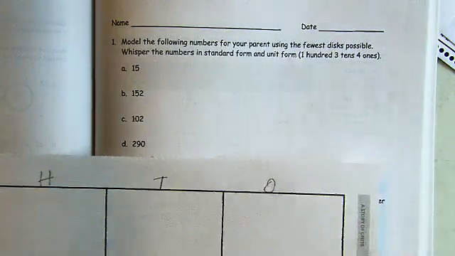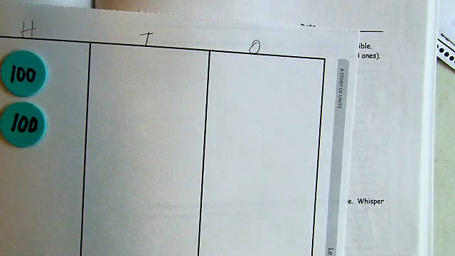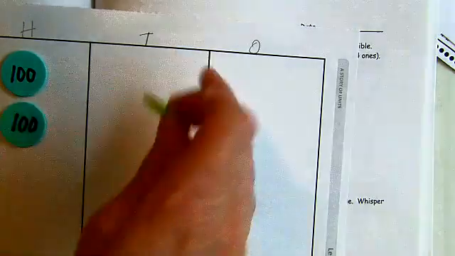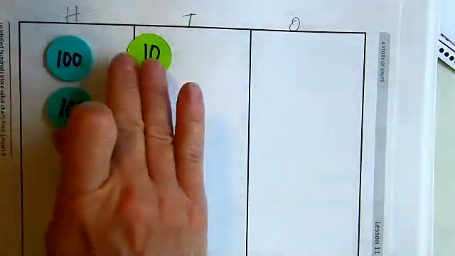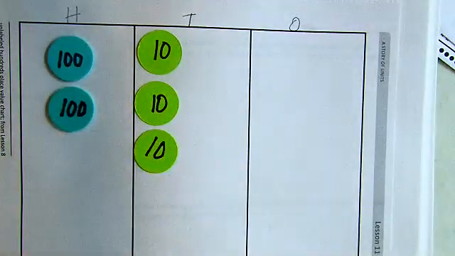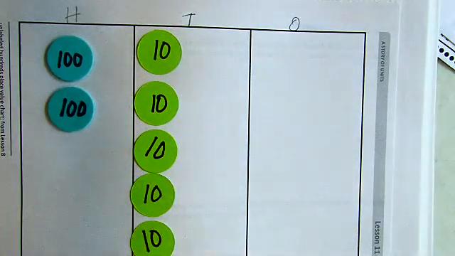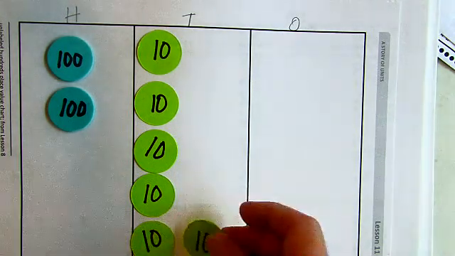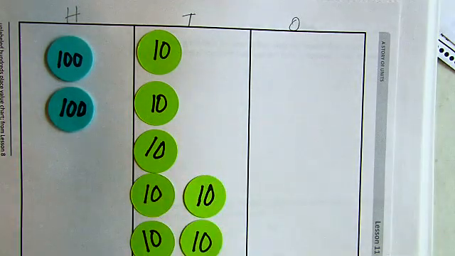Next one is 290. So I'm going to put 2 in my first column. I'm going to put 9 over here. So now we're really going to see those 2 columns. 1, 2, 3, 4, 5. Second column starts at the bottom, 6, 7. Wow, I need more of those out.